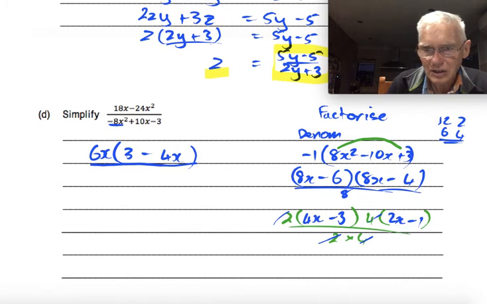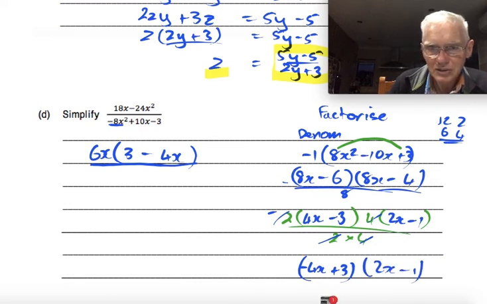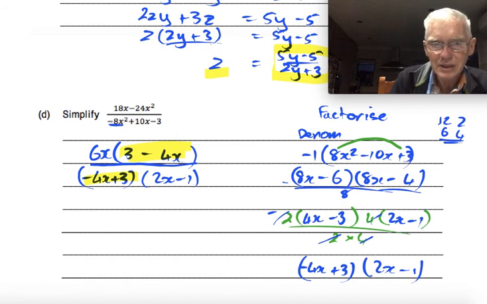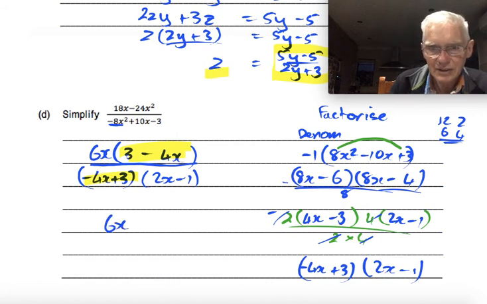Oh, it's still got a negative in front of it, by the way. Now I can put that negative back inside the bracket, and that will make it negative 4x plus 3. Only do it into one of the brackets, 2x minus 1. So I can now put this as the denominator here, negative 4x plus 3, and I get 2x minus 1. And you can hopefully see that this bit here and this bit here are the same, and so we can cancel them out, and that gives us a final answer of 6x over 2x minus 1.